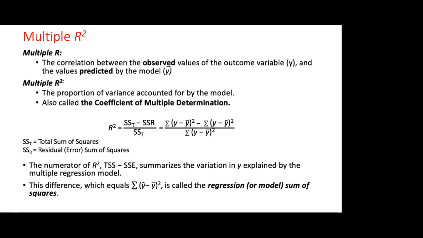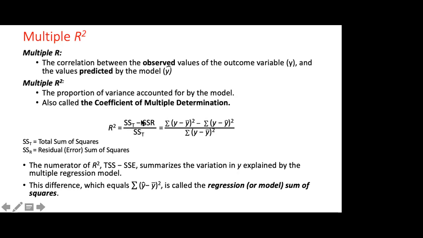It's also called the coefficient of multiple determination, right? And that didn't change. It's the same as what was true for our simple linear regression. The R squared is the difference between the total sum of squares minus the residual sum of squares, so that's the regression or model sum of squares, divided by the total sum of squares. So it's basically the ratio of the model sum of squares, the variance that can be explained by our regression model, over the total variability in our outcome variable, right?